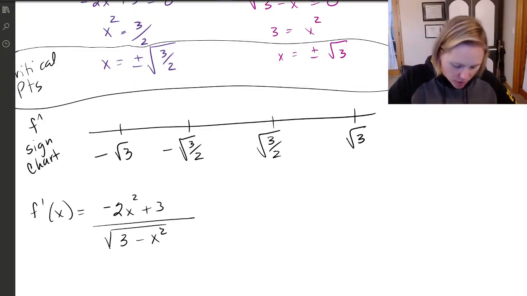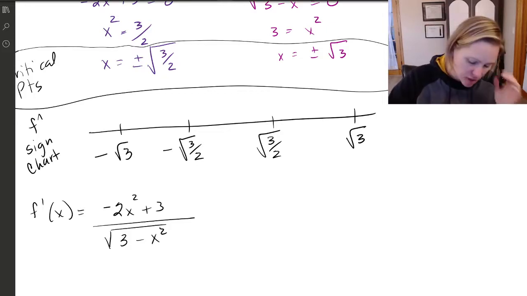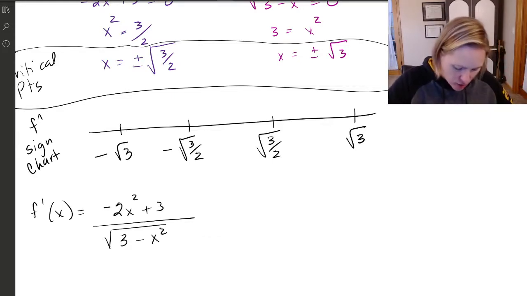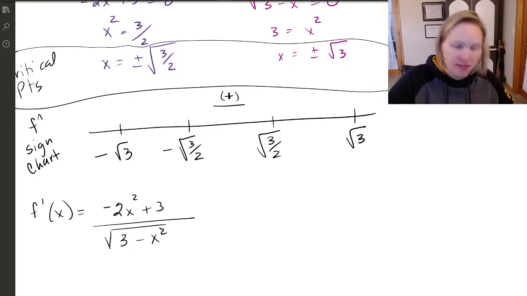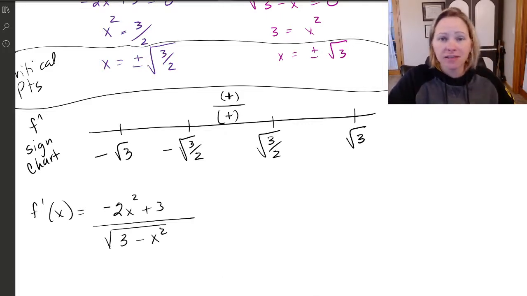Okay, here goes. Plugging in 0. When I plug in 0, remember, it's not about getting the actual numbers. It's just about seeing, is the result positive or negative? So when I plug in 0, I'm going to get 0 plus 3. So I'm going to have positive in the numerator. And in the denominator, 3 minus 0 is a positive number. So I'm going to have a positive over a positive. So I'm going to be positive in the middle.